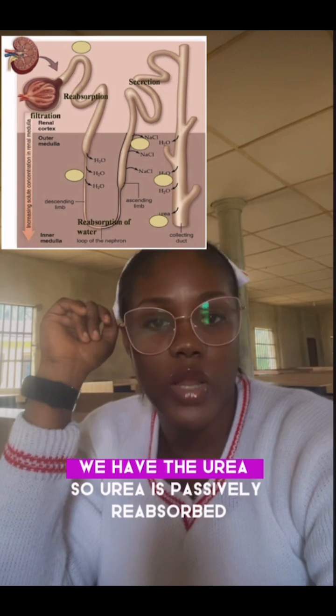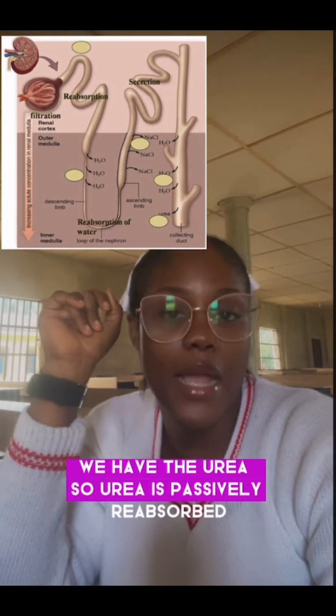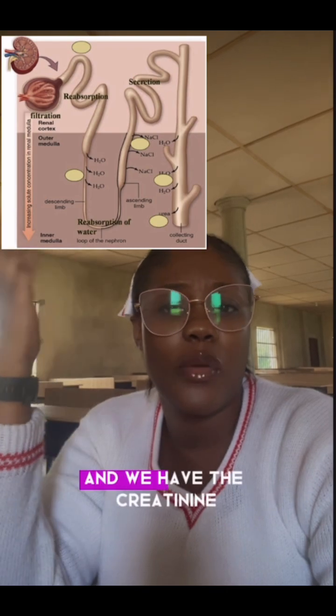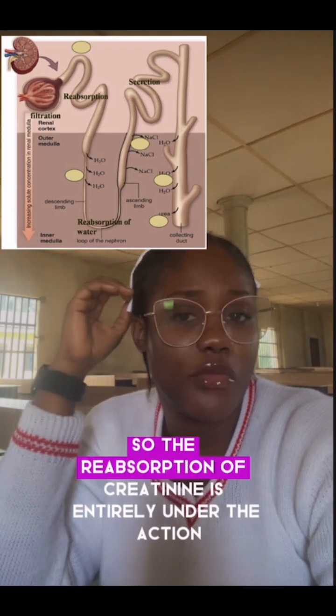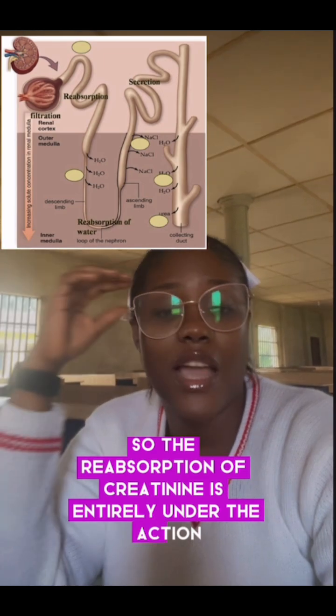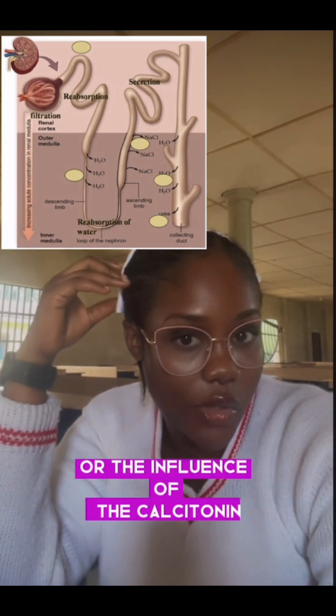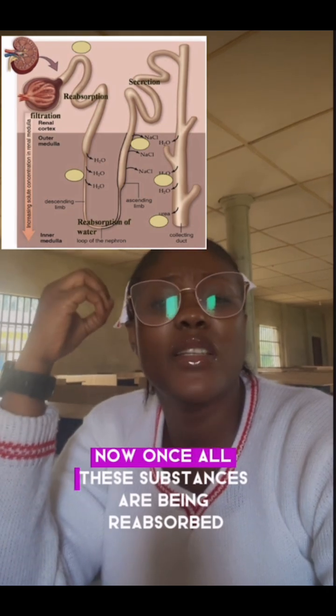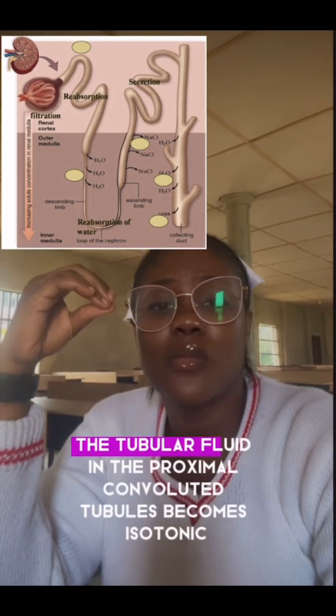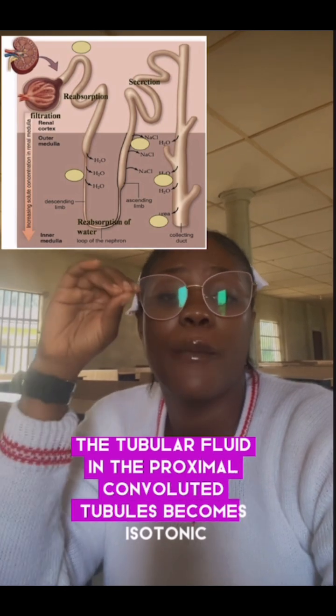We have urea. Urea is passively reabsorbed. And we have creatinine. The reabsorption of creatinine is entirely under the influence of calcitonin. Now, once all these substances are reabsorbed, the tubular fluid in the proximal convoluted tubules becomes isotonic.